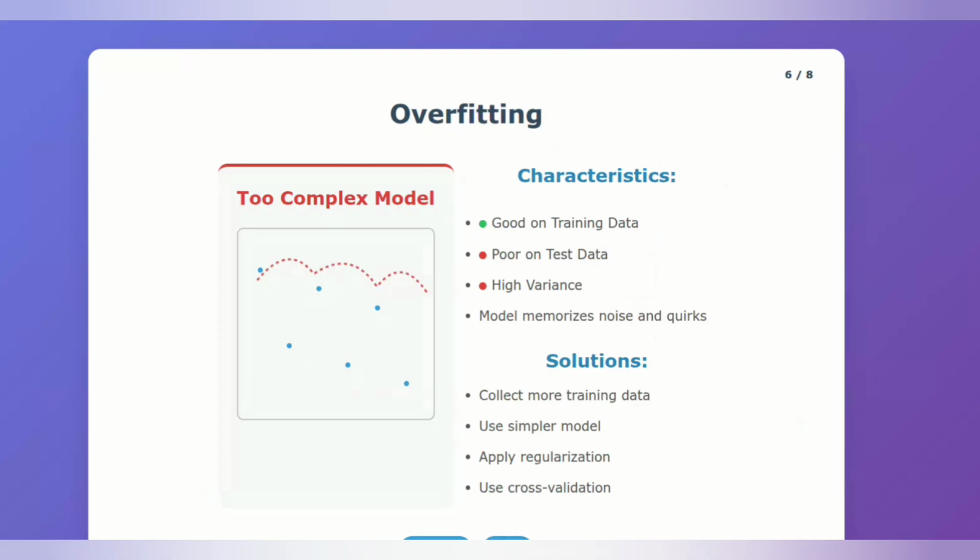Overfitting is the opposite and often more insidious. It happens when your model learns the training data too well, including the noise and specific quirks, but fails to generalize to new, unseen data. It's like a student who memorized the textbook but can't solve a new problem. The model performs great on training data, but poorly on test data. Solutions include more data, simpler models, regularization, penalizing complexity, or techniques like cross-validation.